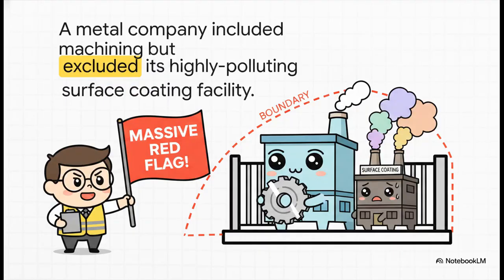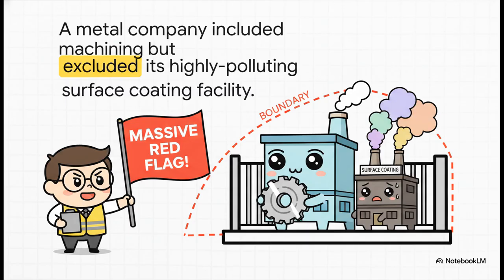Get this, here's a real-world nonconformance straight from our source material. There was a metal fabrication company that happily included its machining operations in its scope, but suspiciously excluded its highly polluting surface coating facility. And guess what? It was located in the exact same complex. They actually tried to claim it was under a separate management structure just to dodge the solvent emission audits. As an auditor, I'm telling you, that is a massive red flag. It is a direct nonconformance because that environmental impact was huge and clearly influenced by corporate policy.